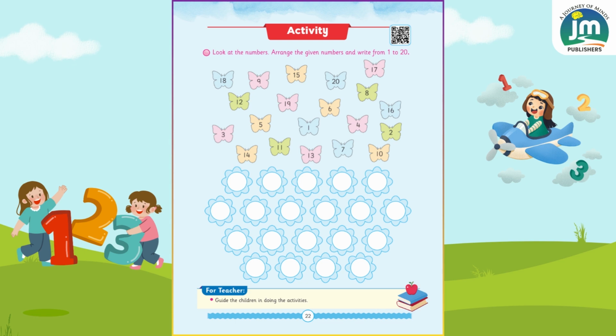So let's count again together. 1, 2, 3, 4, 5, 6, 7, 8, 9, 10, 11, 12, 13, 14, 15, 16, 17, 18, 19 and 20. Excellent, students. Very good. Now your butterflies and flowers look beautiful with numbers in order.